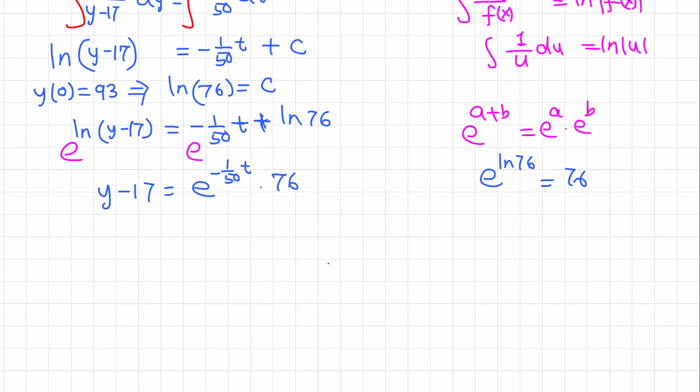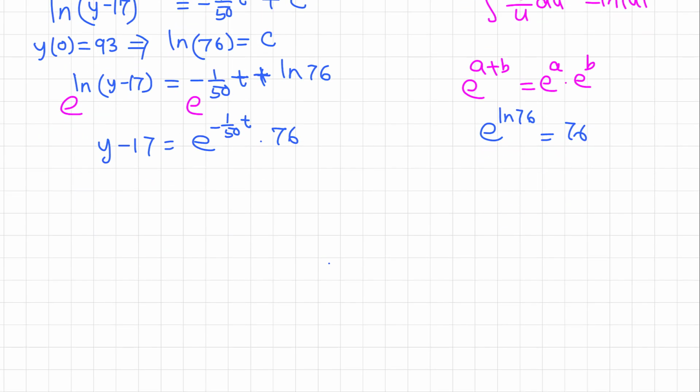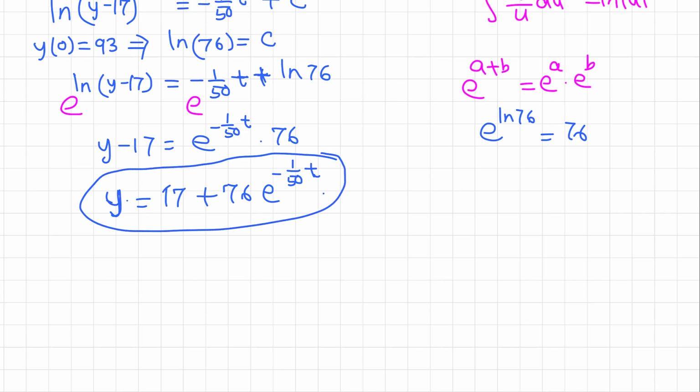We are trying to solve for y. So this is 76 times e raised to negative 1 over 50 t, and a negative 17. Add 17 to both sides. So y equals 17 plus 76 e raised to negative 1 over 50 t. You cannot add these two numbers. This is 17 plus 76 times something in t. This is the final answer. In fact, this gives us the temperature of the coffee at any time t.